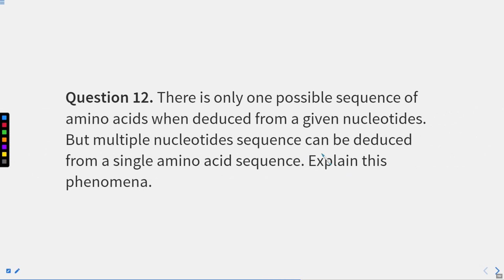Okay. Now, question number 12. There is only one possible sequence of amino acids when reduced from a given nucleotide sequence. This is clear. But multiple nucleotide sequences can be reduced from a single amino acid sequence. Now you have to explain this.